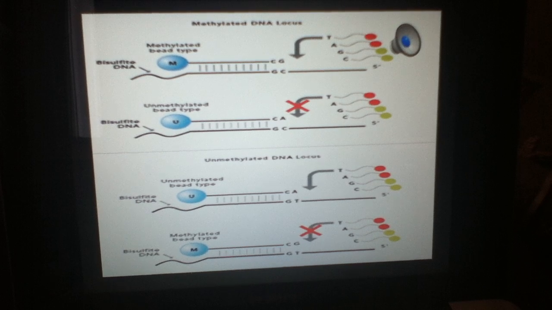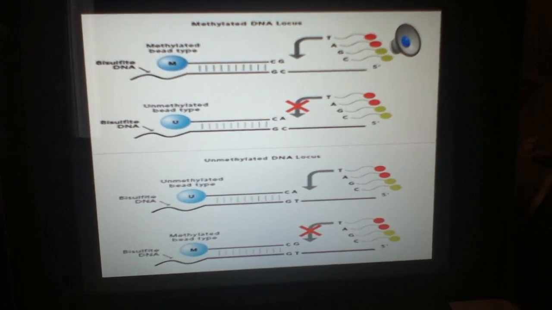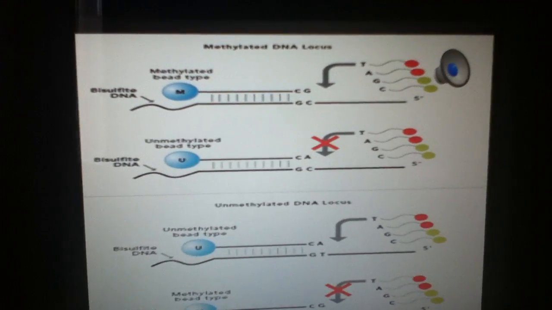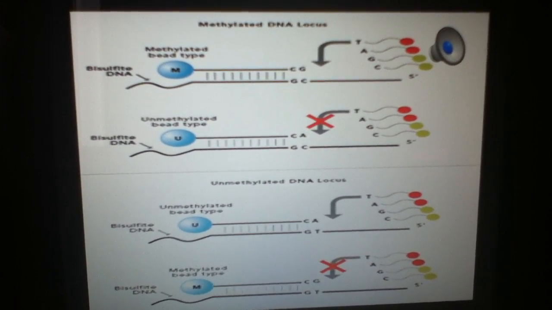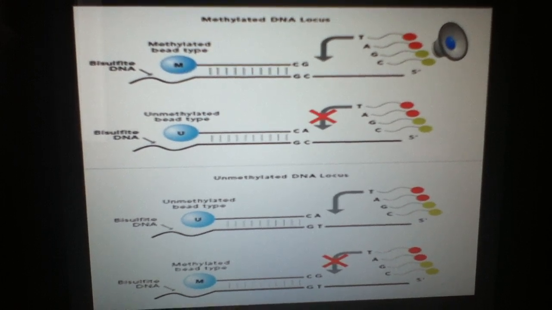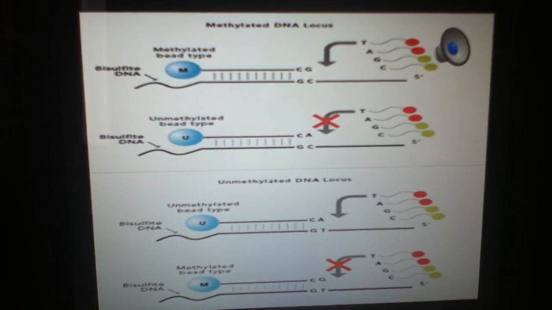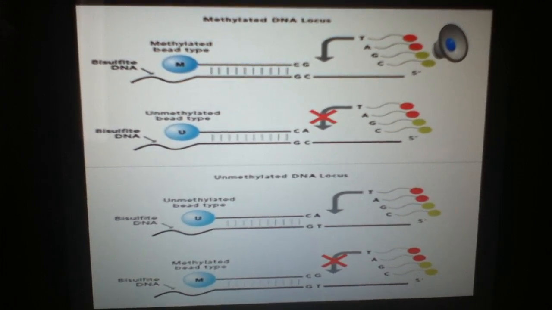The Infinium methylation assay uses 2 different bead types to detect CpG methylation. The U bead type matches the unmethylated CpG site, while the M bead type matches the methylated site. In the top figure, the unmethylated CpG target site matches the U probe, enabling single base extension and detection. It has a single base mismatch to the M probe, which inhibits extension. If the CpG locus of interest is methylated, as shown in the bottom figure, the reverse occurs. This method quantifies methylation levels at specific loci within the genome.